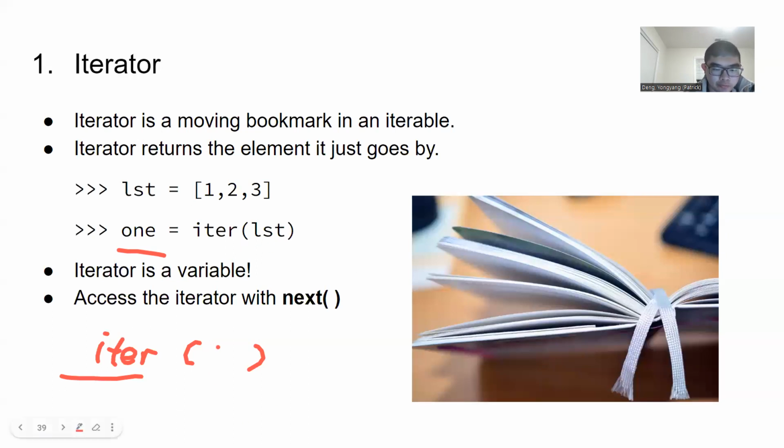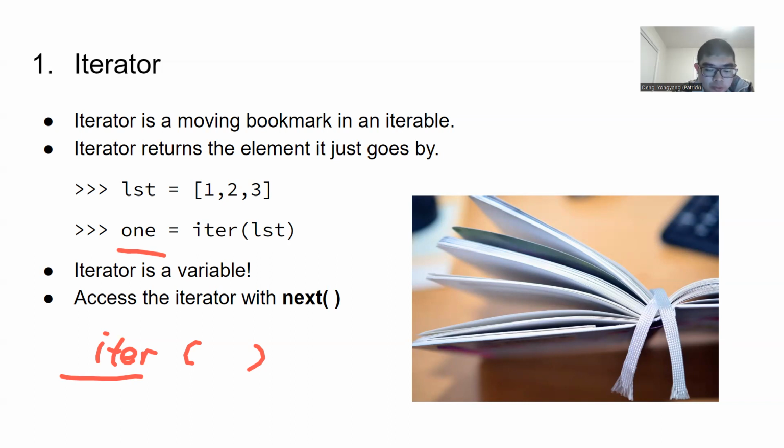And then you have an iterable inside, showing that you are creating the bookmark for that iterable object. So this is an iterator, and an iterator is a variable. I'm using an equal sign to let the variable name one be bound to the iterator, which is looping through the list. So for here, the iterator is one.